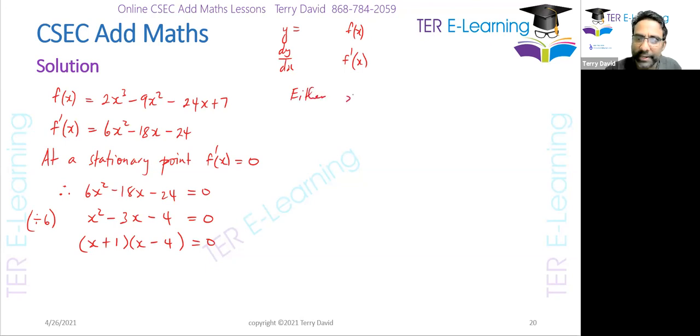x plus 1 is equal to 0, and therefore x is equal to minus 1. So that's my x coordinate of one of my stationary points. What I need to do now, well, let's find the other value of x first. Or we can say x minus 4 is equal to 0. Therefore, x is equal to 4, right?